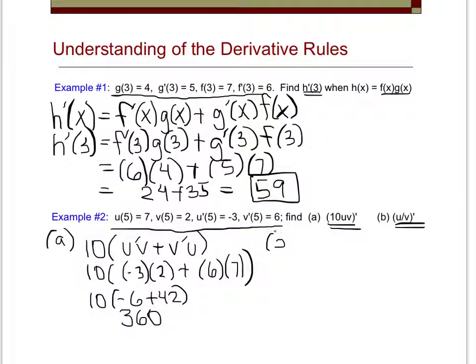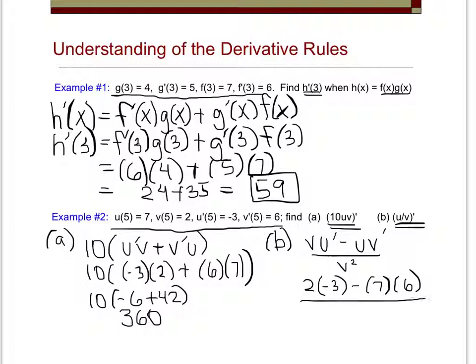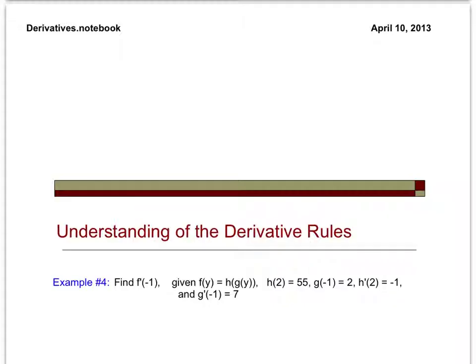Okay? Now part B is quotient rule. You remember it. Low d high minus high d low all over the square of what's below. Okay, so enough of that fun. So the value of v at 5 is 2. The value of the derivative of u at 5 is negative 3. Subtracting the product of u at 5, which is 7, and the derivative of v at 5, which is 6, all over the value of v at 5, which is 2, squared, so that's 4. And then I'll let you simplify that and get the answer. We're just really reviewing the, okay?